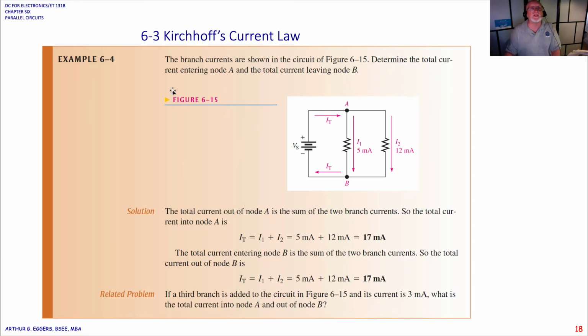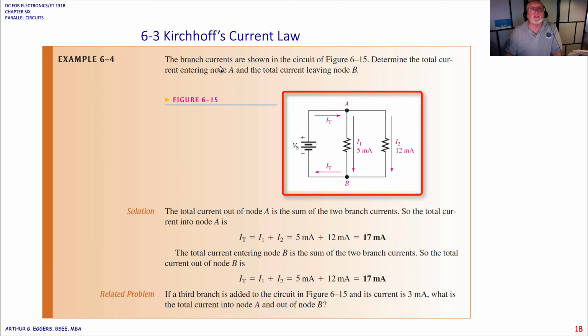So if we look at this example, the branch currents are shown in the circuit. Determine the total current entering node A and the total current leaving node B. So in this case, we've got a source, we've got a current of 5 milliamps through the first branch, we've got a current of 12 milliamps through the second. So obviously these two resistors are not the same size.